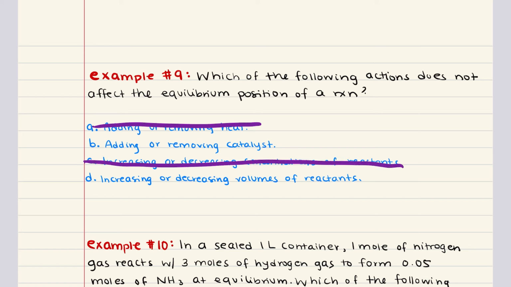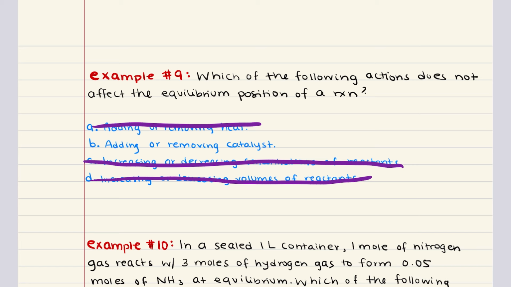D says increasing or decreasing volumes of reactants. Now, changing the volume of a reactant would affect any reaction with a gaseous reactant or product. So yes, this would also affect the equilibrium position of a reaction. So we can go ahead and eliminate that answer choice as well. What we're left with is answer choice B, adding or removing a catalyst.